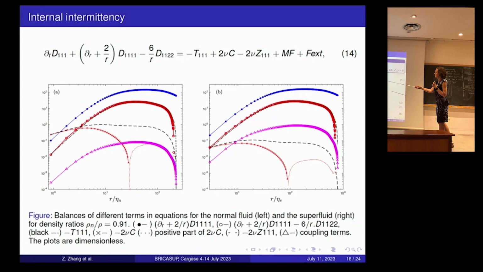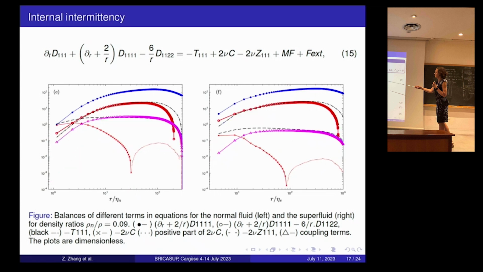Another thing that I did not say is that here we represent the absolute value of some terms, but this mutual friction term for the normal fluid is negative. So it will act as a dissipative-like term, whereas this one is positive, so it will be of the same size as the dissipation term.